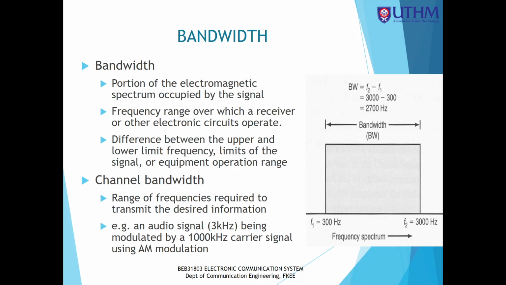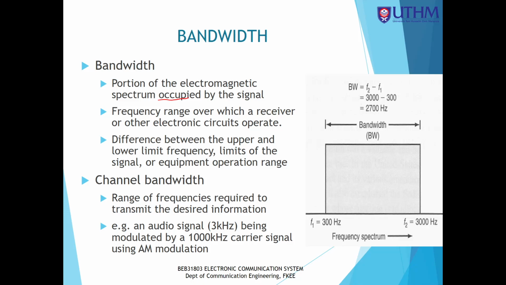So bandwidth is the range of frequencies. It is a portion of the electromagnetic spectrum occupied by the signal. Occupied here means used by the signal. It is the frequency range in which a receiver or other electric circuit operates, the difference between the upper and lower limits of the signal or equipment.